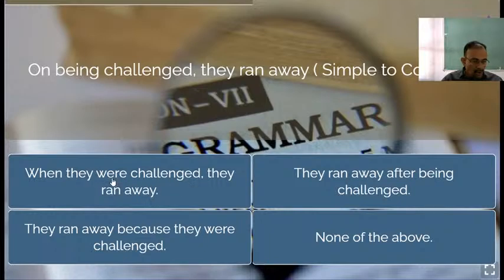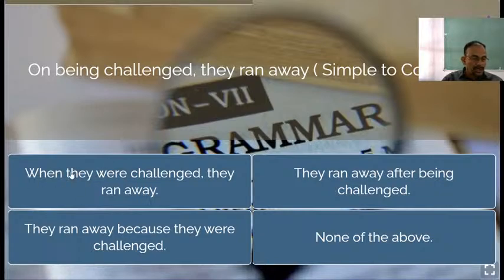When we move on to the second one, you see, they ran away after being challenged. So they ran away after being challenged cannot be a complex sentence. Why? Because here there is no connector, which I have mentioned, number 1, and here it is a single sentence. There are no two parts of a sentence. How do you understand the single sentence? Because they ran away after being challenged. Simple sentence, simple single sentence.